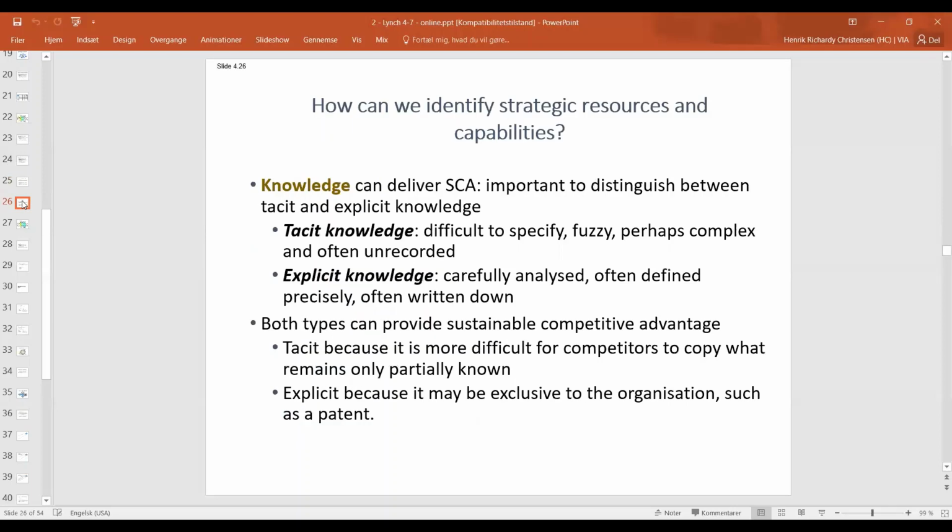And let's take the last one, knowledge. Here we're talking about very often tacit and explicit knowledge. Tacit knowledge is knowledge that we cannot really express. It may not be written down. And explicit knowledge is something that can be carefully analyzed, and we know exactly what it consists of. It could be a patent, for example. We could have patents on processes, and that would be an explicit knowledge.